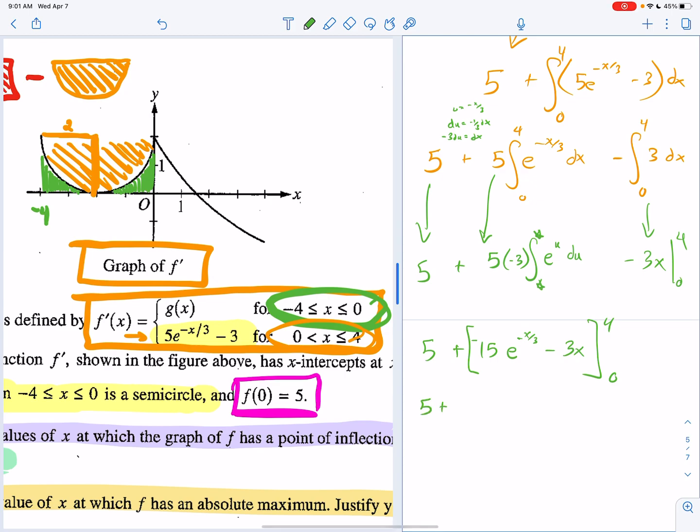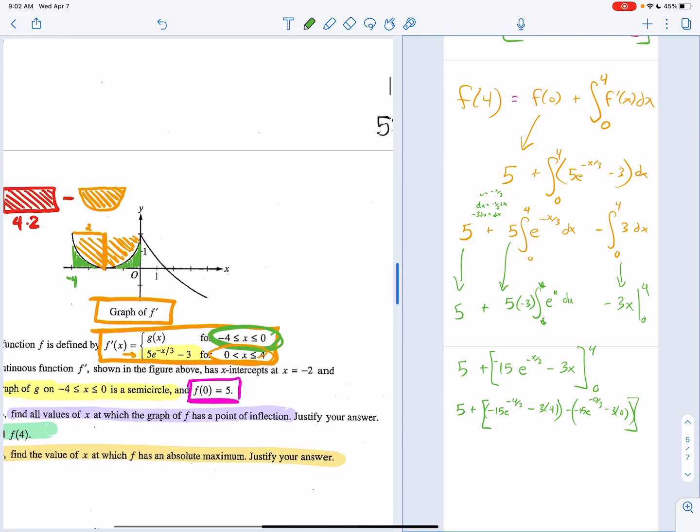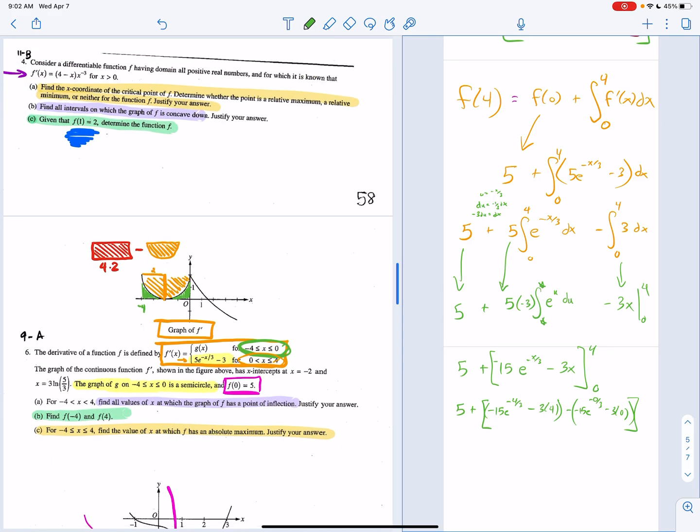So here we go. 5 plus upper will be negative 15e to the negative 4/3 minus 3 times 4. Let me go ahead and group that. Minus negative 15e to the negative 0/3 minus 3 times 0. Although that's a lot, you could actually stop there because equal is equal. You did all your calculus. Okay? A little bit of work, right?